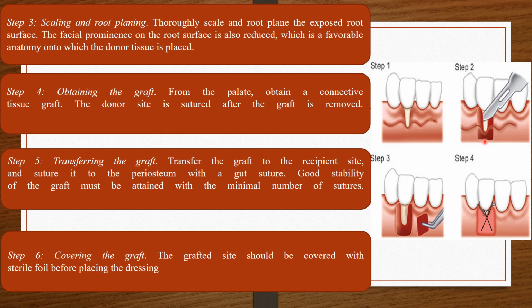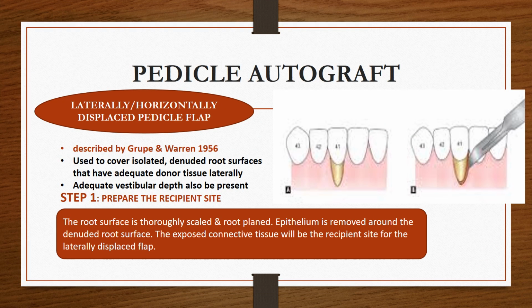You can see that we are obtaining the graft from the palate. So there is a connective tissue graft. The donor site is sutured after the graft is removed. You can see that we are transferring the graft to the recipient site and suturing it with the gut suture. Good stability of the graft must be obtained with a minimal number of sutures. Then we cover the graft with sterile foil and place the periodontal pack.